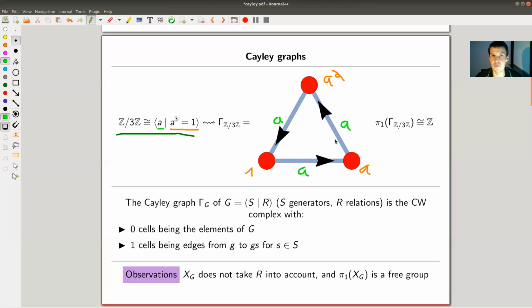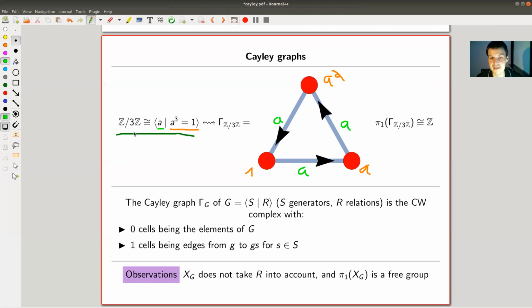But of course, if I just have one generator, then I don't need any colorings. Anyway, so I draw an edge from 1 to A, because if I multiply 1 by A, I get A. I draw an edge from A to A squared, because if I multiply A by A, I get A squared. I draw an edge from A squared to 1, because of this funny relation. This would be A cubed, but A cubed is 1.